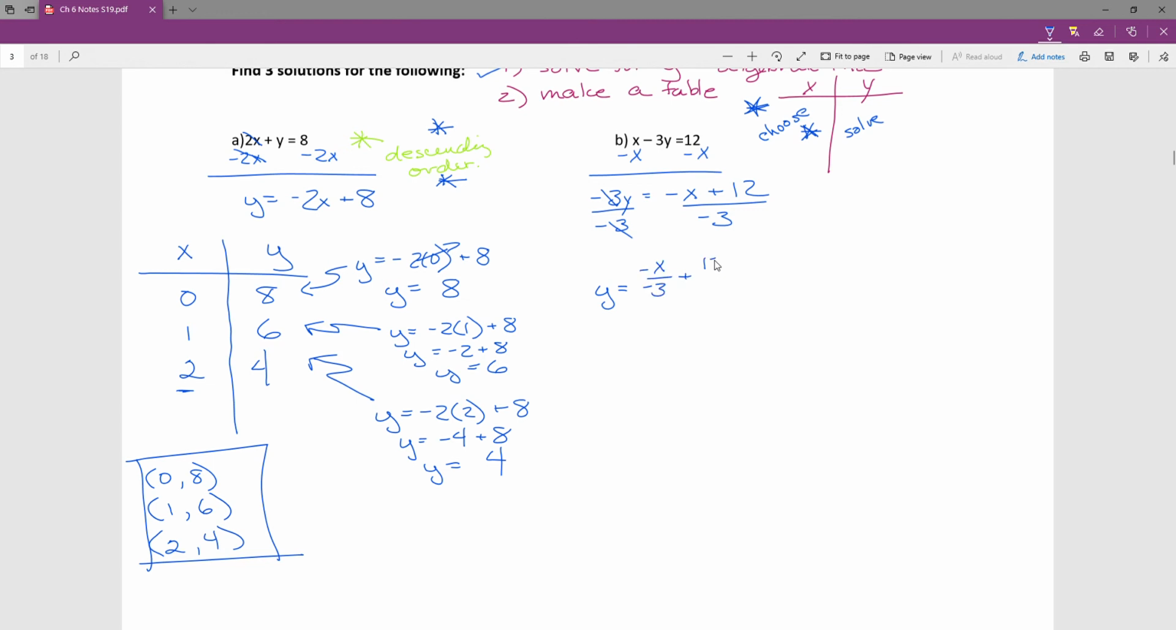When we have a binomial divided by a monomial, we know that we could do that kind of like passing it around. So that has to be divided by 3, and that has to be divided by 3. And so I'd get a final equation of y equaling 1/3 x minus 4. So this 1/3 x there, just take a look at that for a minute.